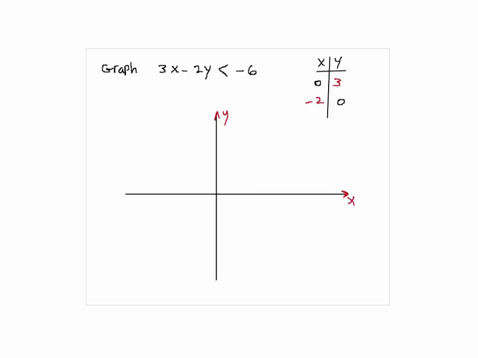So let's locate the 2 points. If x is equal to 0, y is equal to 3. So your graph is going to pass through this point here. If x is equal to minus 2, y is equal to 0. So your graph is going to pass through this point here. And the line is going to pass through these 2 points. Now, we can make this a solid line if it says equal to, and a dashed line if it doesn't say equal to. So let's make it equal to so it can have a solid line.